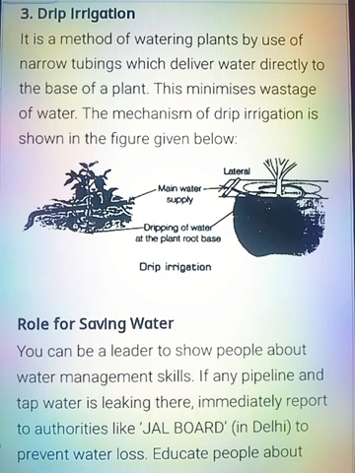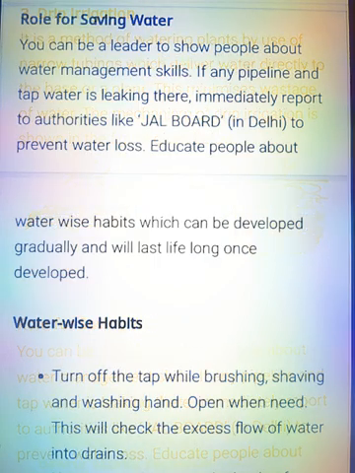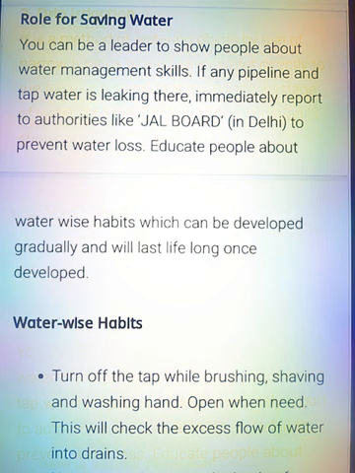Role in saving water. You can be a leader to show people about water management skills. If any pipeline or tap is leaking, immediately report it to authorities like the Jal Board in Delhi to prevent water loss. Educate people about water-wise habits, which can be developed gradually and will last lifelong once developed.